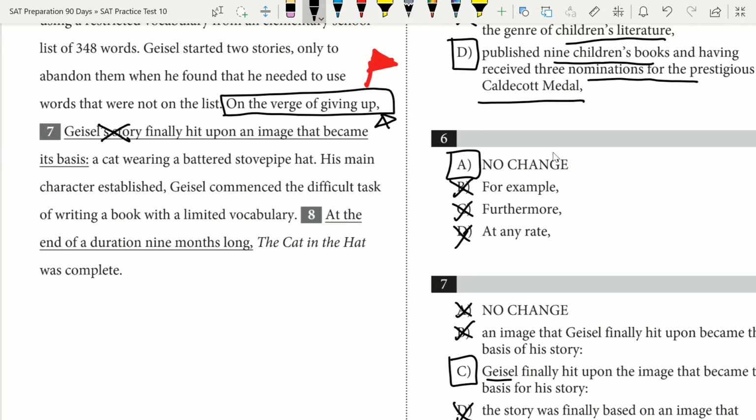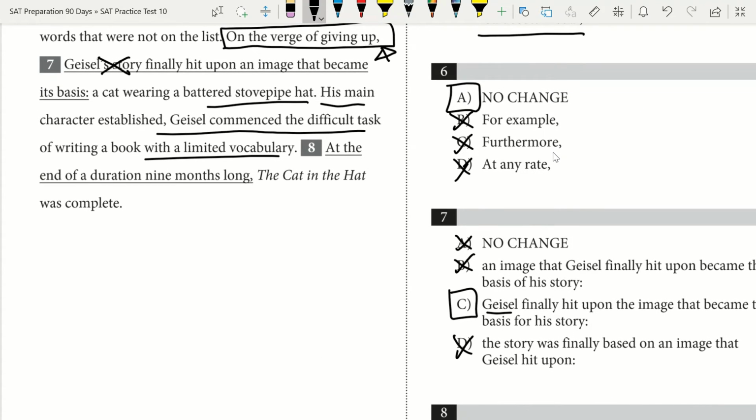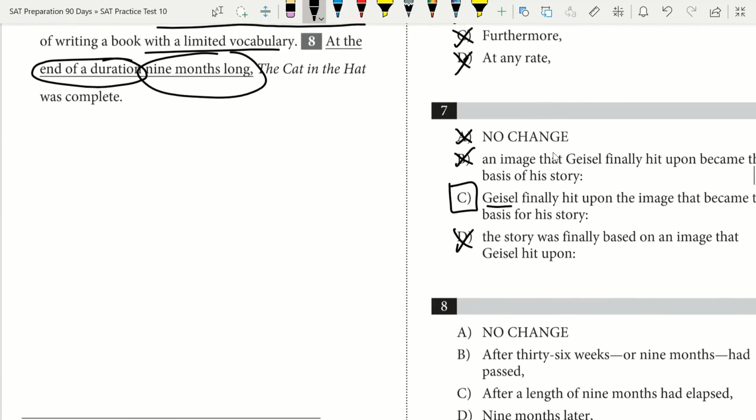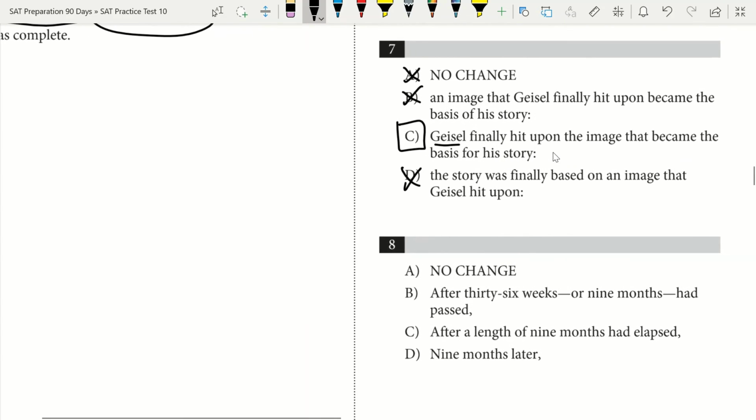All right, so we have a cat wearing a battered stovepipe hat. His main character established, Geisel commenced the difficult task of writing a book with limited vocabulary. Okay, next thing I see is I have 8, at the end of a duration 9 months long. That's incredibly wordy and it's not going to be my correct answer. If we're going to say end of a duration 9 months long, 9 months long means too similar of a thing to end of a duration. That's so wordy, it can be broken down to be way more concise, right? As I see in option D, 9 months later. That's the most efficient way to say this. Always look for the most efficient way to say things.